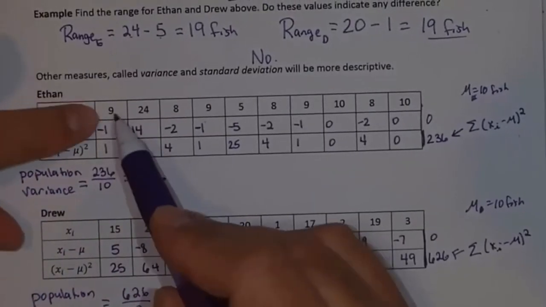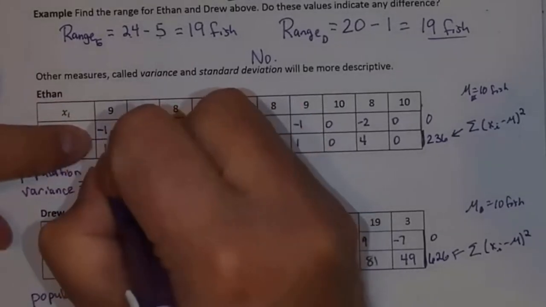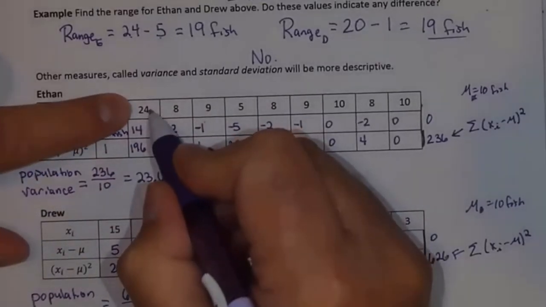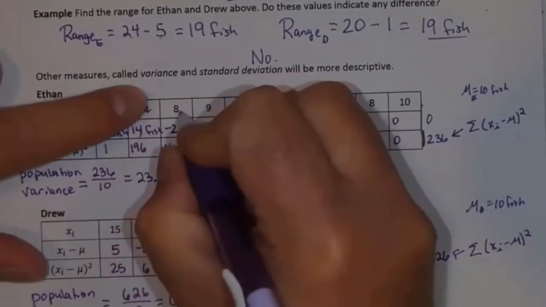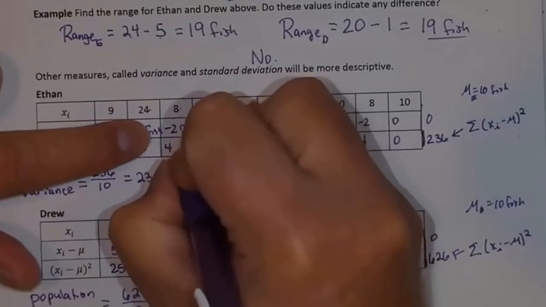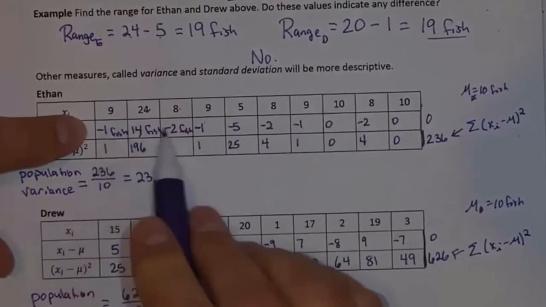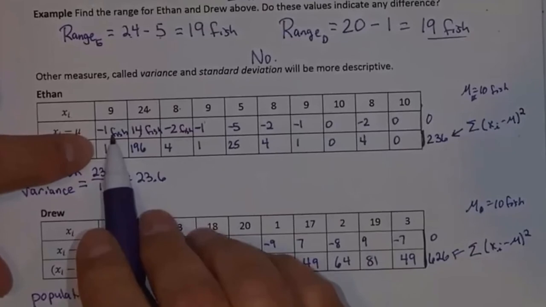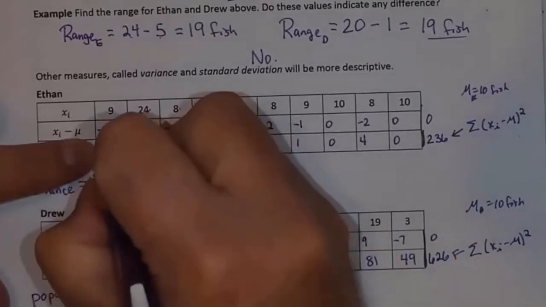So here's the deal. When I take 9 fish minus 10 fish, I get -1 fish. So the units right there would be fish, right? -1 fish. When I take 24 fish minus 10 fish, that gives me 14 fish. 8 fish minus 10 fish is -2 fish, and so on. So the units here are all fish in this row. But then when I square that, if I square -1 fish, I get 1 square fish.